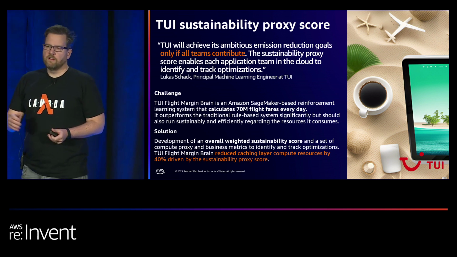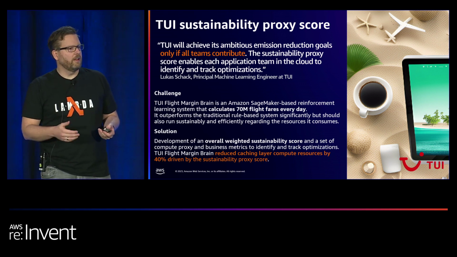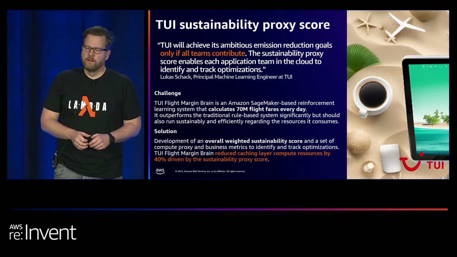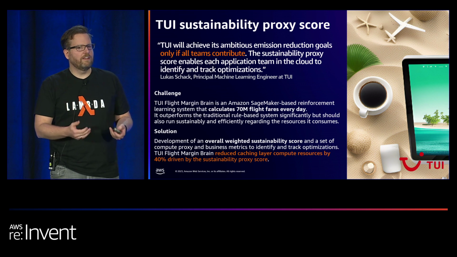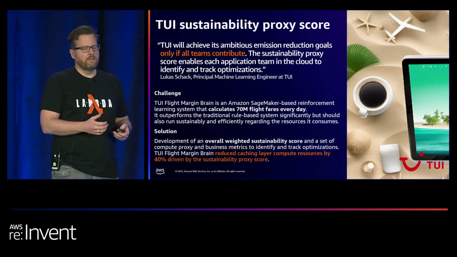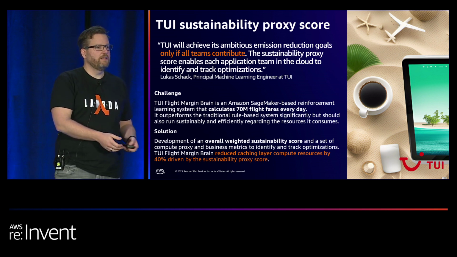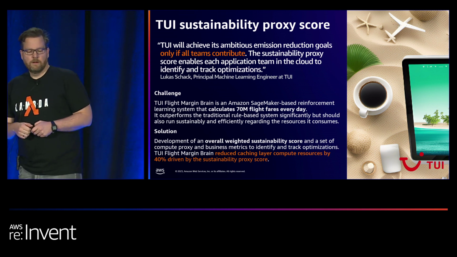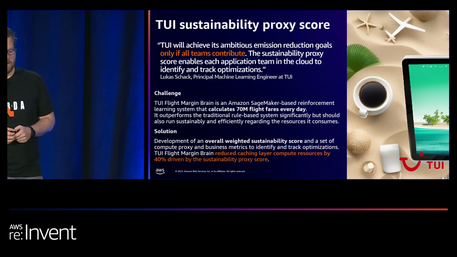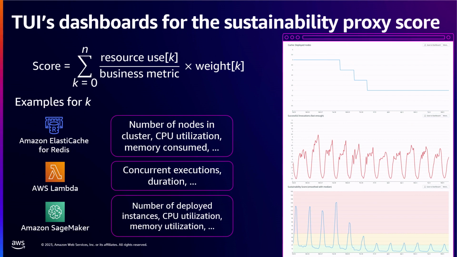So the insights are then used in regular reviews and in optimization cycles, which then lead to an action. So an example for that is Flight Margin Brain. This tool calculates 70 million fares on a daily basis on AWS. And with the sustainability KPI concept, the application teams gained visibility, identified some improvements, and, for example, reduced the caching layer compute resources by 40% with no impact on the customer experience for TUI. To achieve that, they have built dashboards like this here on the right.